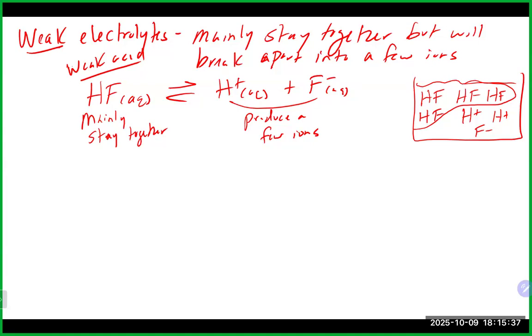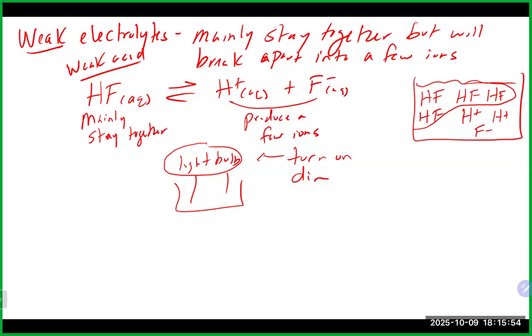And because of that, if you take the same sort of example with a light bulb that's got some electrodes, and you put it into a weak electrolyte solution, your light bulb will turn on, but it'll be very dim, almost like it's dying. So it has just a little bit of juice there to semi-power up, but it's not going to be as bright as, say, a strong electrolyte solution. And that is because it has a lot fewer ions in that solution. It has more of the whole units together.